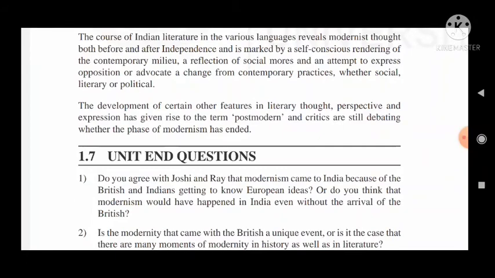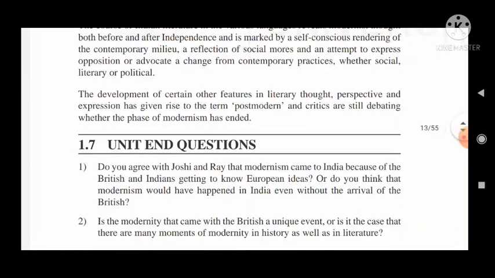The development of certain other features in literary thought, perspective and expression has given rise to the term postmodern, and critics are still debating whether the phase of modernism has ended.